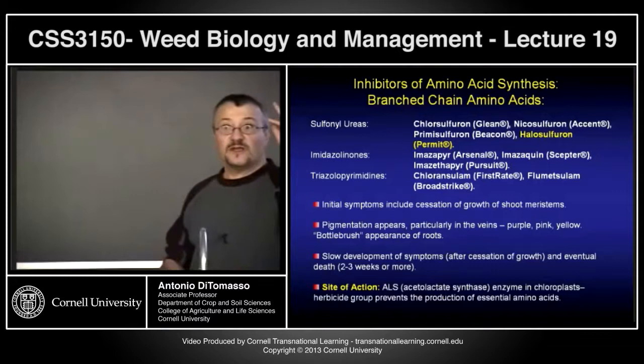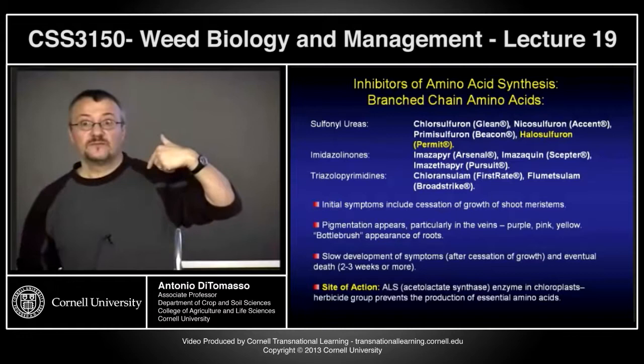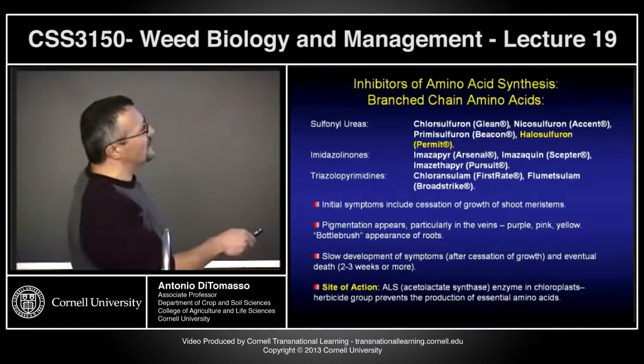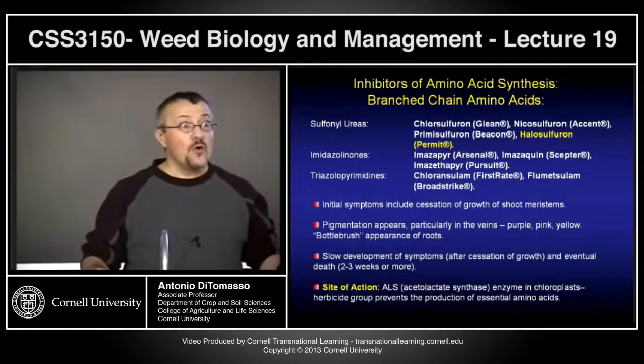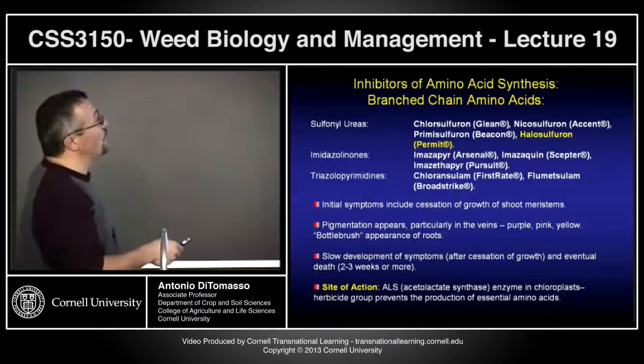Those three essential amino acids are only produced by plants, and we need those. Leucine, isoleucine, and I'm trying to remember the third one. But you look at some of the products, a lot of these products that end in uron: halosulfuron, Permit, in corn, very big, excellent control of yellow nutsedge. Chlorosulfuron, Beacon, imazethapyr, Pursuit, really good broadleaf and grass control.